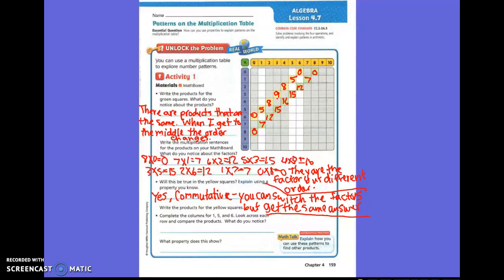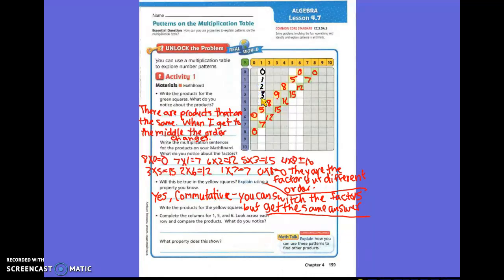Okay, so instead of writing the products with the yellow squares, which we have already done, now complete the columns for 1, 5, and 6. A column goes down, okay guys? So we are writing all the answers for 1, 5, and 6. Okay, so all the answers for 1. 1 times 0 is 0. 1 times 1 is 1. 1 times 2 is 2. 1 times 3 is 3.